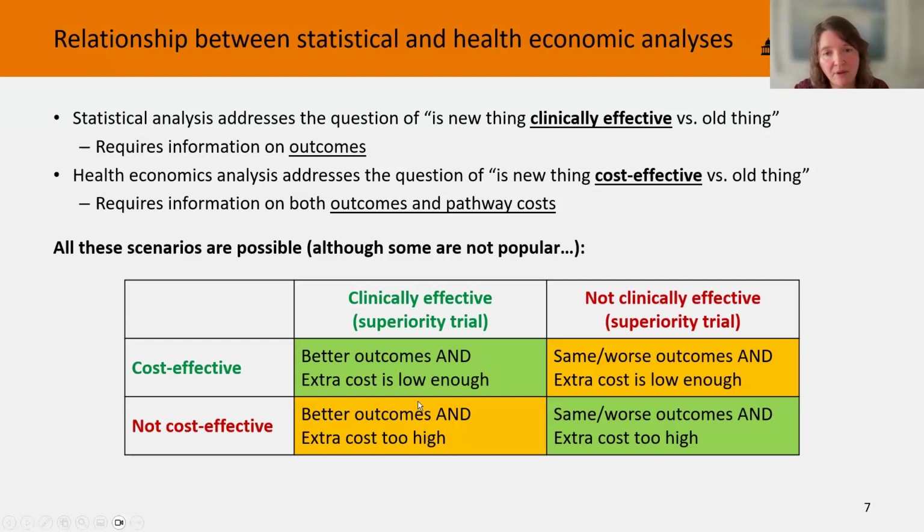And you can also have, and this happens quite a lot, a new thing which is giving you better outcomes, so it's clinically effective, but the extra cost is too high, so it's not cost effective. And there are various ways that we can try and deal with that, such as asking the manufacturer to make it cheaper. That's always an option. So that's the relationship between stats and the health economics.